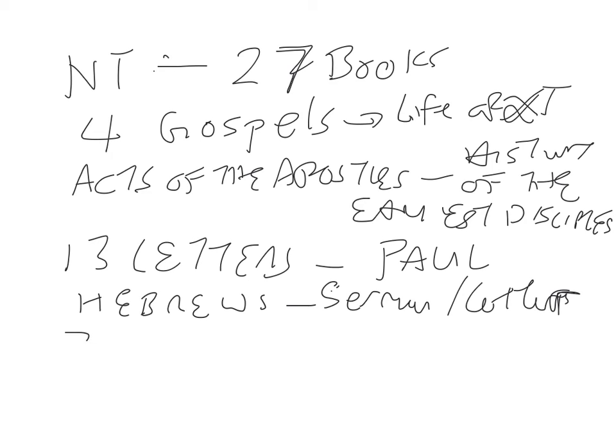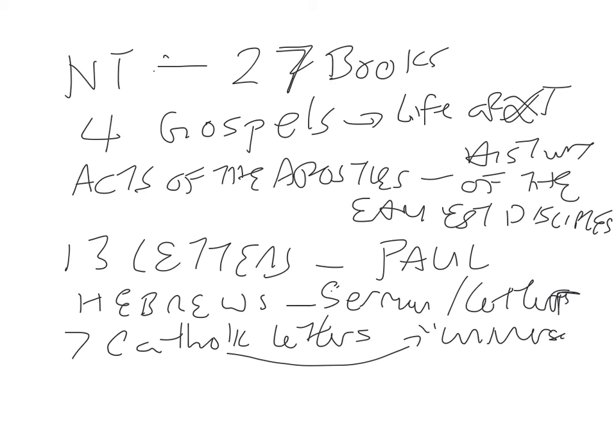And then you have what we call 7 Catholic letters. And in this case, Catholic just means universal. So they were written to the general universal body of Christians, to every Christian out there, as opposed to Paul's letters, which were directed to either people or communities. So the 7 Catholic letters were written by different people at different times to Christians everywhere in general. So that's why we call them Catholic.